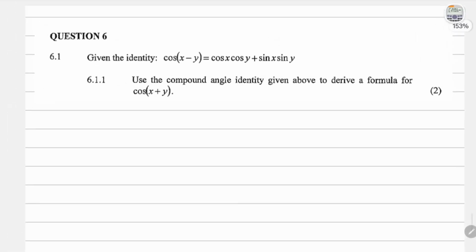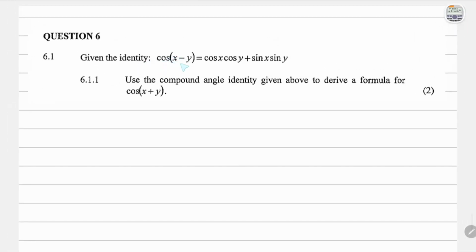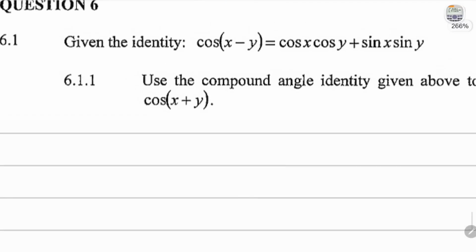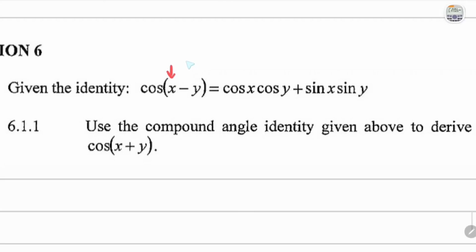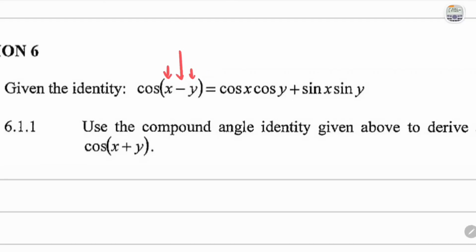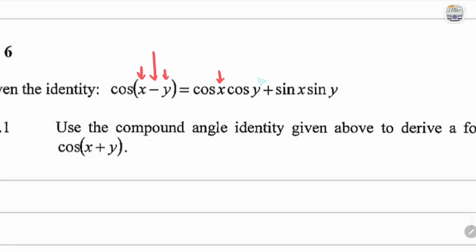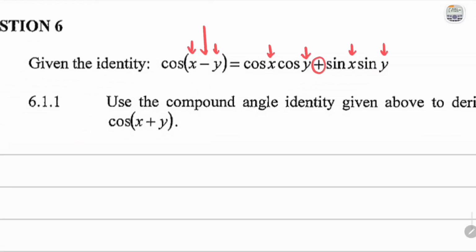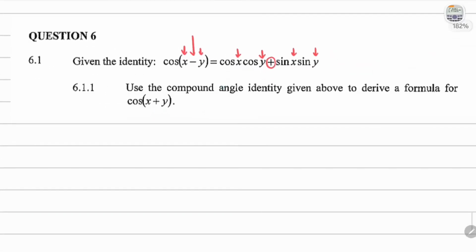Question 6.1 says, given the identity cos(x minus y), use the compound angle identity given above to derive a formula for cos(x plus y). Using the rule given here, cos of an angle minus another angle is equal to cos of the first angle times cos of the second angle, and then the sign changes to a plus, and sine of the first angle times sine of the second angle. So we have to use that rule on this.